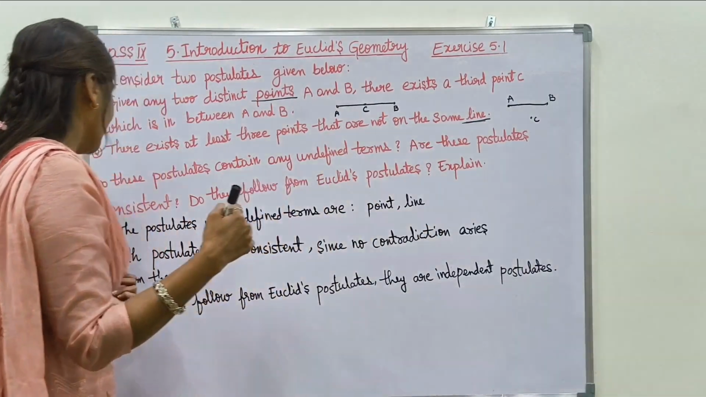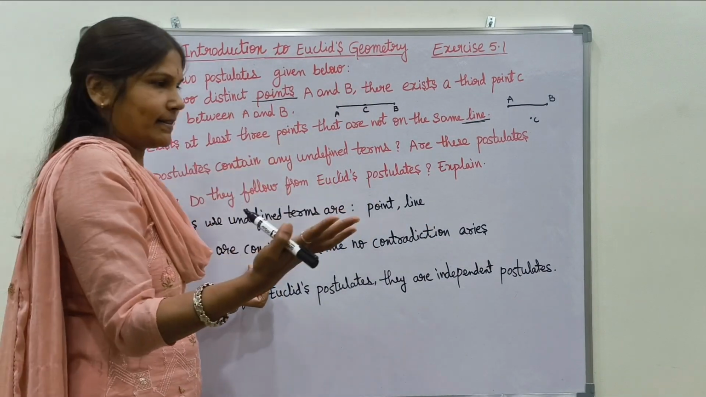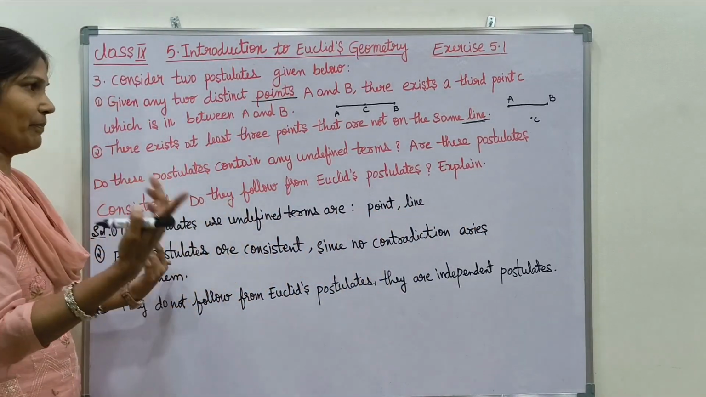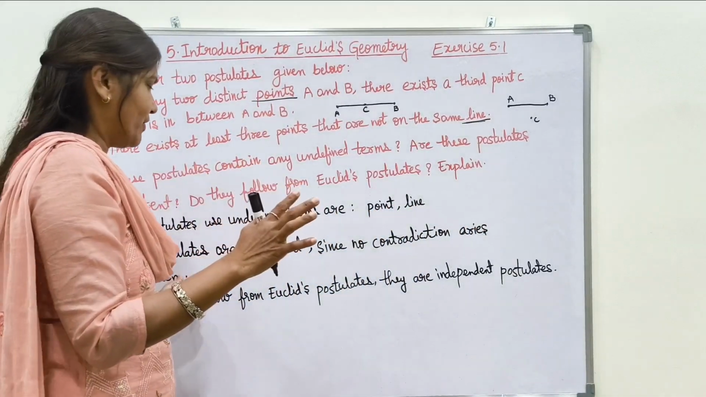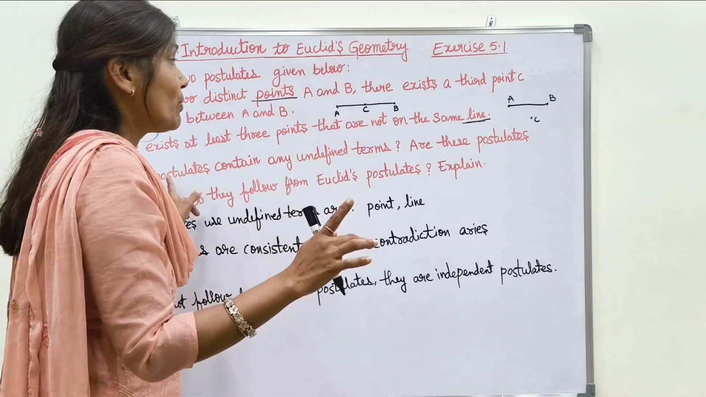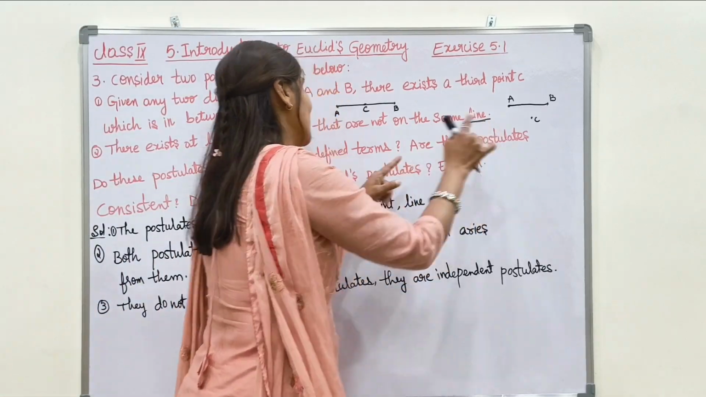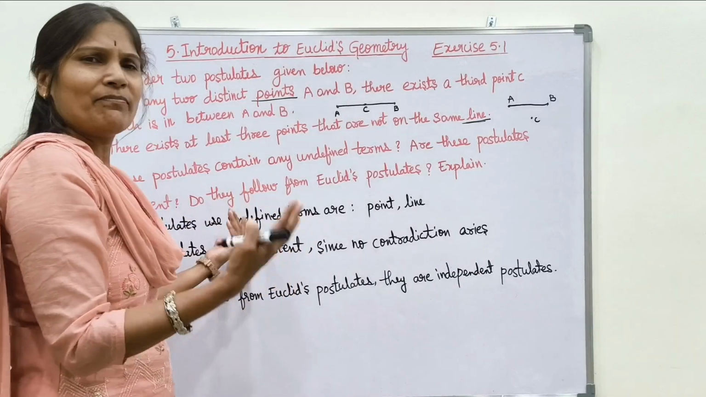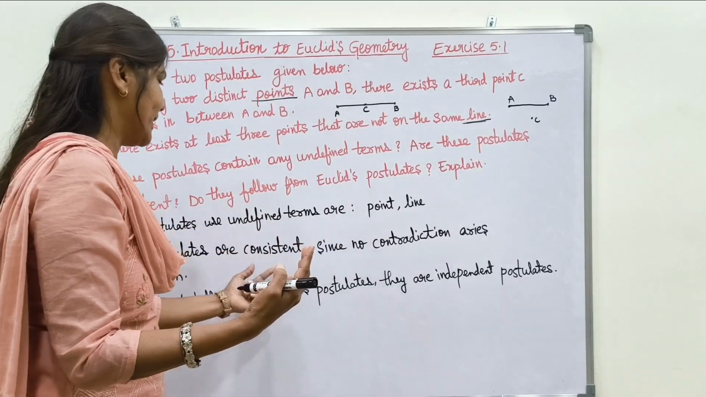Yes, possible. See here, both postulates are consistent. What is the reason? There is no contradiction that arises from them. Okay, only this much is the answer. You have to write the words like this. So what is the meaning? Are these postulates consistent? Consistent means these postulates are possible? Yes, possible. So you can write this sentence.